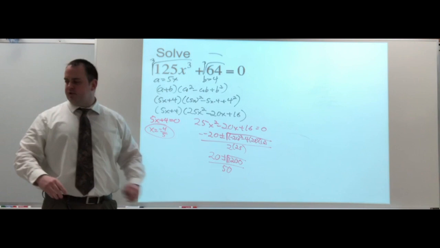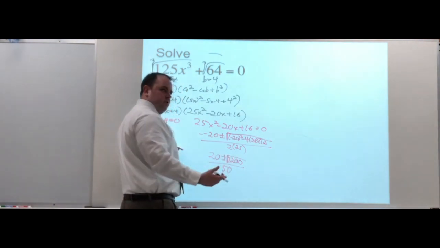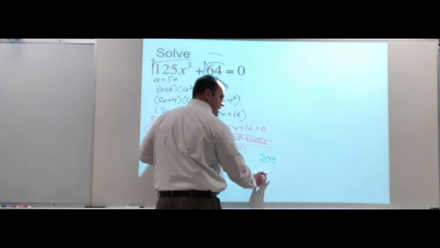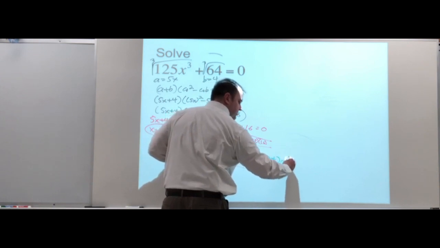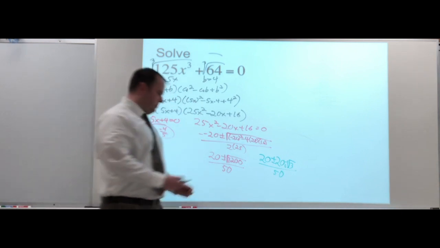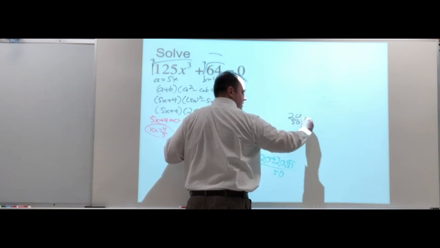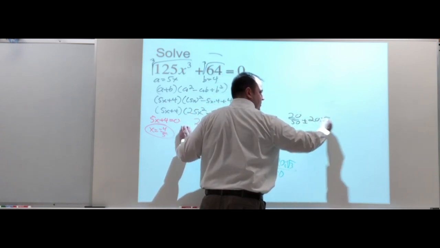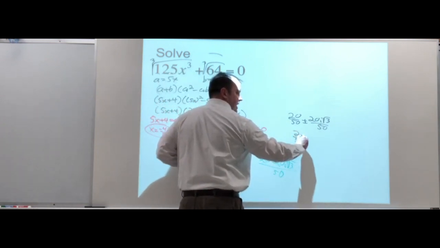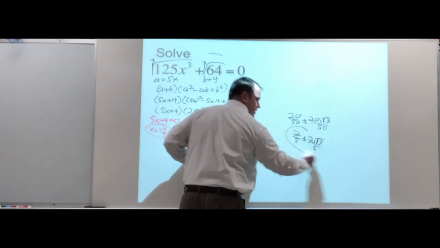Now the factor tree for this should be 400 times 3. Square root of 400 is 20, so I'm going to rewrite this as 20 plus minus 20i square root of 3 divided by 50. Small fractions, just make sure you can simplify. 20 over 50 plus minus 20i square root of 3 over 50. And to simplify our fractions, 2 over 5 plus minus 2i square root of 3 over 5.